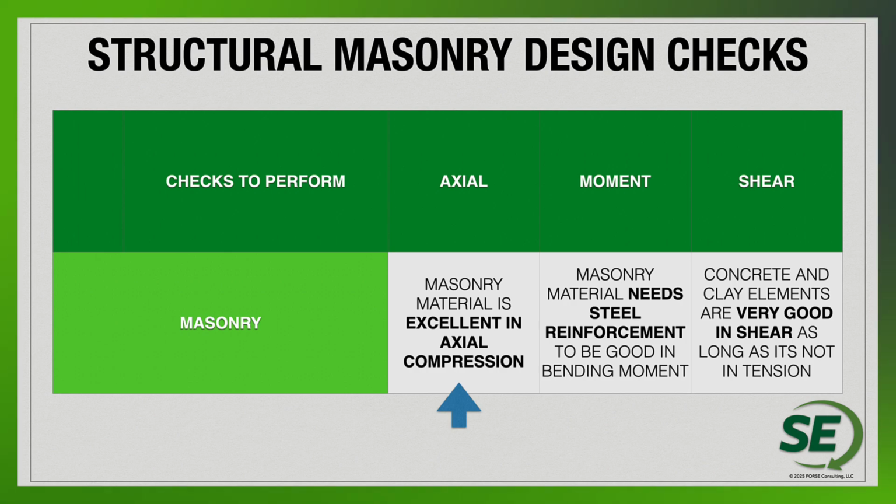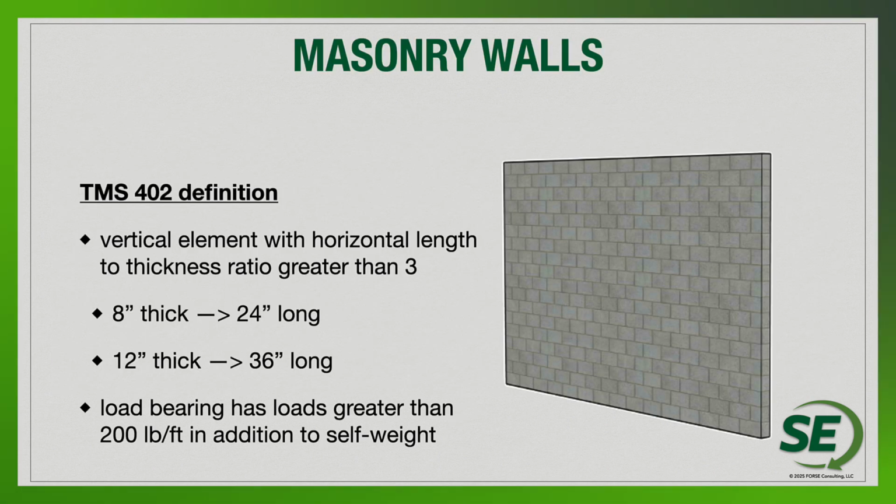So again, getting back to some more of the basics about definitions of elements, masonry walls are going to be anything that's going to be 3 times longer than it is thick. So an 8-inch thick masonry element's going to need to be 24 inches long to be considered a masonry wall. 12 inches thick, 36 inches long. You can see the pattern. Load-bearing walls are going to be anything with 200 pounds per foot in addition to self-weight.